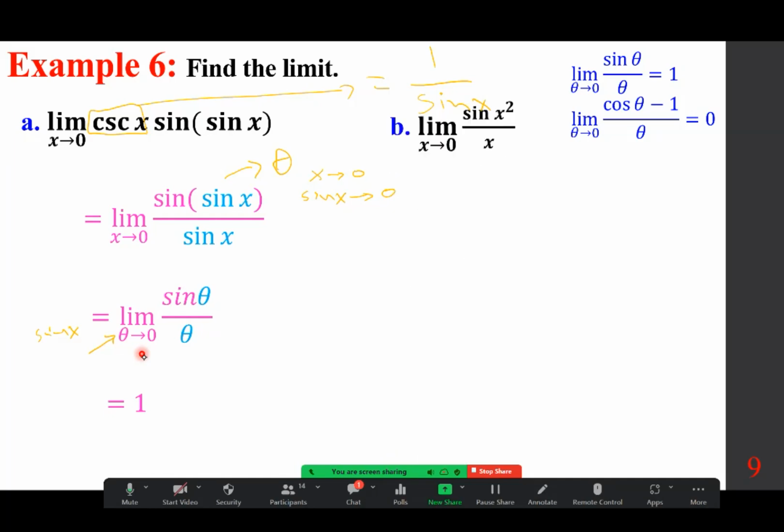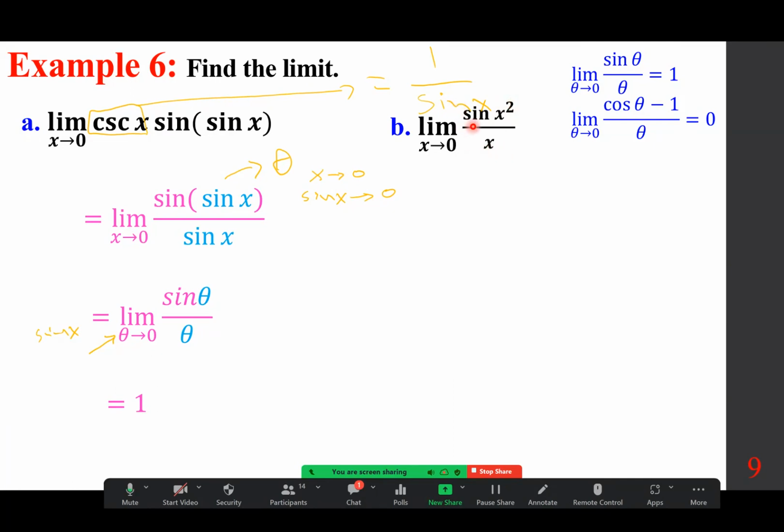What about the limit of sine x squared over x as x approaches 0? Again, maybe we can somehow use this. The argument is theta, the argument is x squared, so the denominator should have x squared, and it doesn't. You can't change the argument. It's extremely important to see that there's nothing you can do here. So how do we change this to x squared?